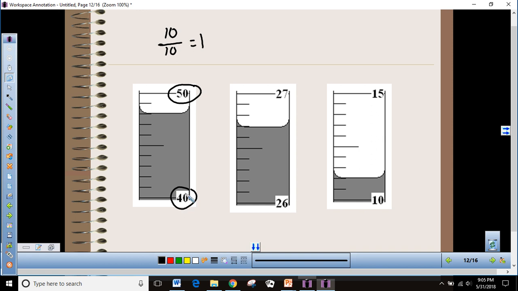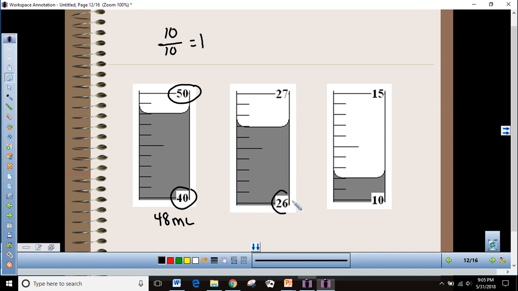Of course, this is reading up. Be careful because we'll be looking at burettes and stuff, and they actually read down. So you have to be careful and see which way your numbers are going. So this is going up, and so this is 45, 46, 47, 48. So this is 48 milliliters because we're in a graduated cylinder.